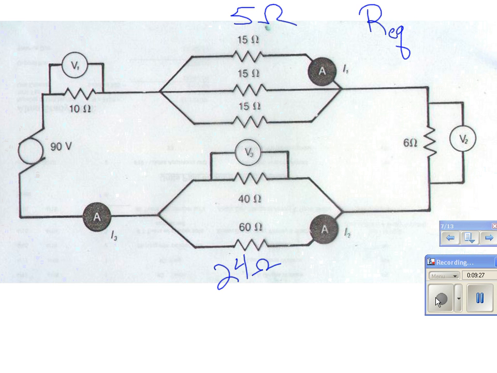You add them all up. You got a 10, a 5, a 6, and a 24, all in series. So what's the total resistance? Everybody good with that? Okay, and then what do we do? Find total current. V over R, 90 over 45, so we get 2 amps, correct? Great. Okay. So now we're cruising along here.